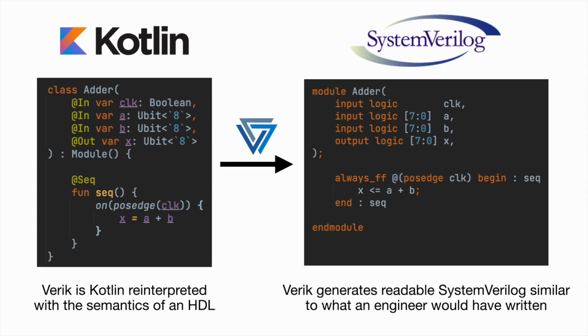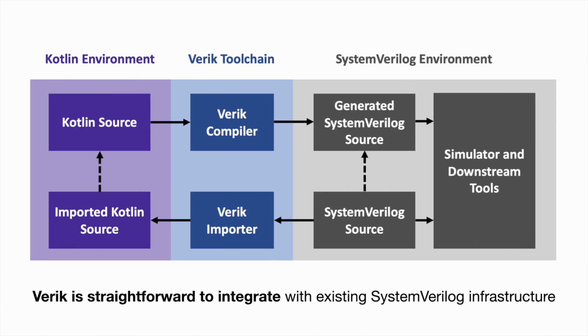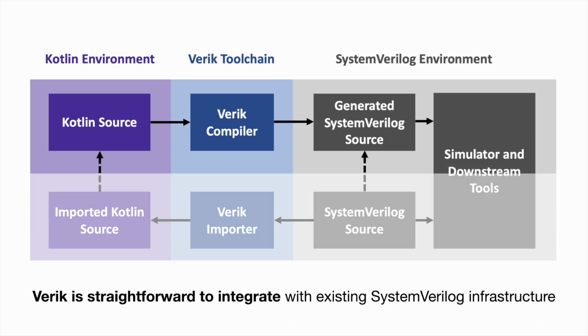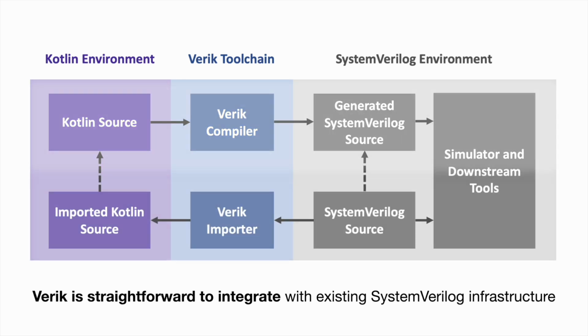Let us take a look at how it all fits together. On the left, we have the Kotlin environment, and on the right, we have the System Verilog environment. The Kotlin environment is optimized for programmer productivity. The System Verilog environment has mature tool flows for simulation and logical synthesis. Varick is the bridge between the two. Going towards the right, the Varick compiler translates Kotlin source code into System Verilog. However, we can also go in the other direction.